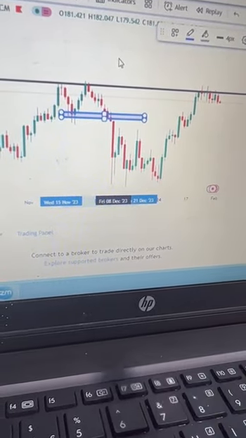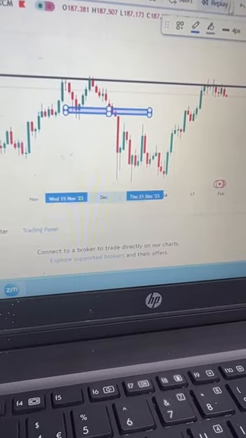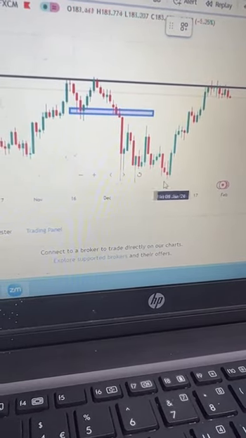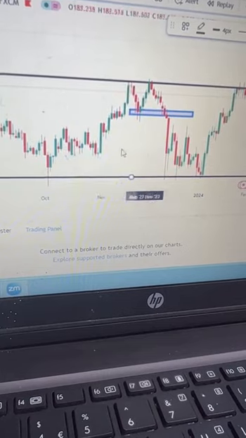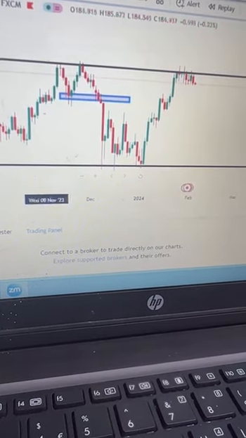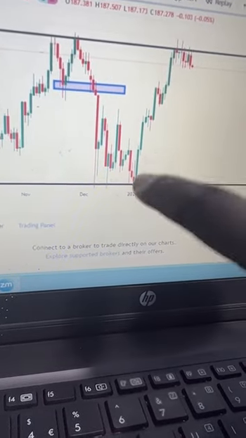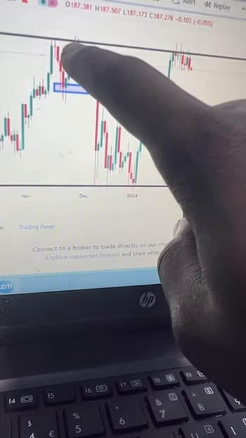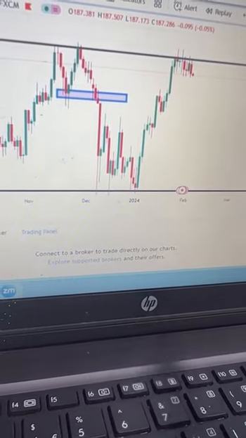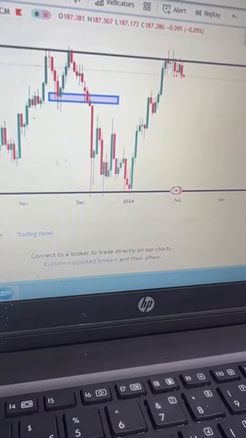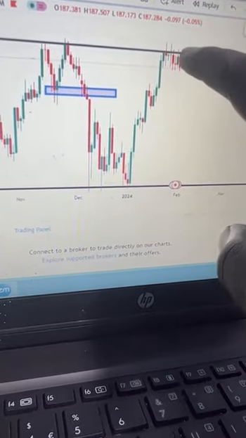Okay, now we have this low, so we're going to mark that low. Make sure you mark that low. Okay, that's the daily time frame. Now you notice one thing after marking that low: price came back straight until the previous high. So the question is like this: do you think price is going to break the previous high?